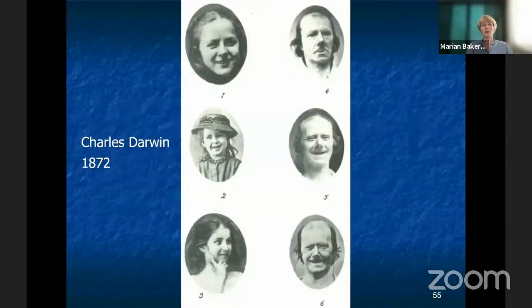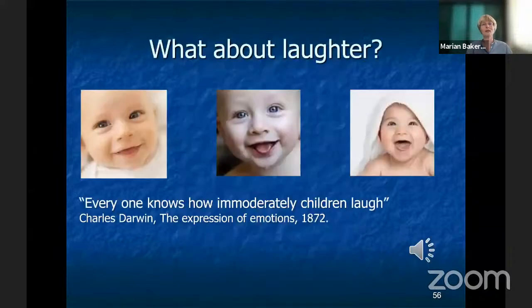And here you see a picture from Charles Darwin's book from 1872, Expression of Emotions. He was interested in smiling and laughter too. And these are, I think, great pictures that he was interested in. He also wrote in that book, everyone knows how immoderately children laugh. And I could not resist the temptation to also let you hear some infant laughter.